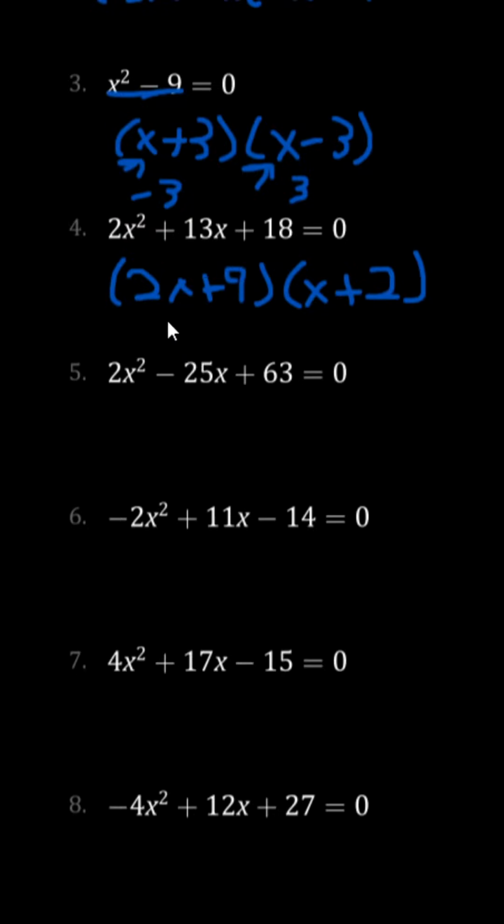So this one's a little different. What number getting plugged in here will give us 0? In this case, we're going to want negative 9 over 2. And for this one, we just need negative 2. And then the last question for these quadratics for tonight.